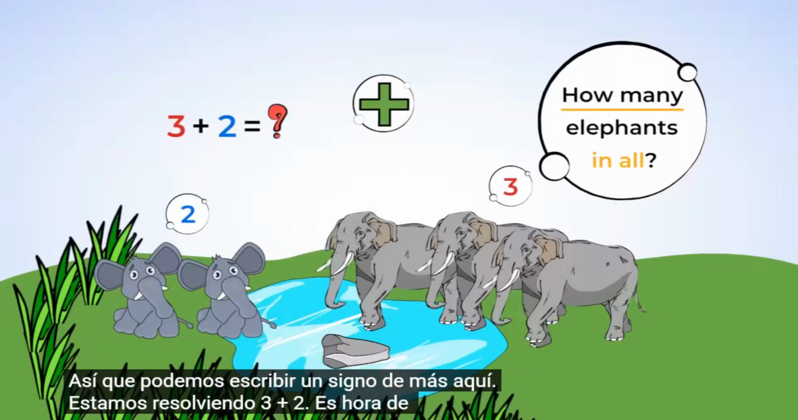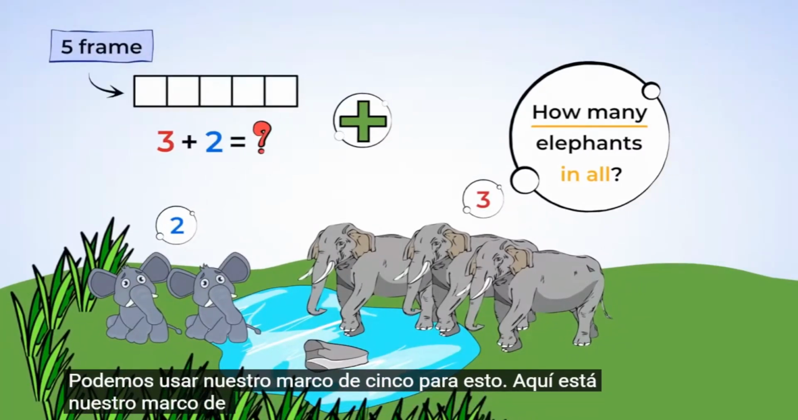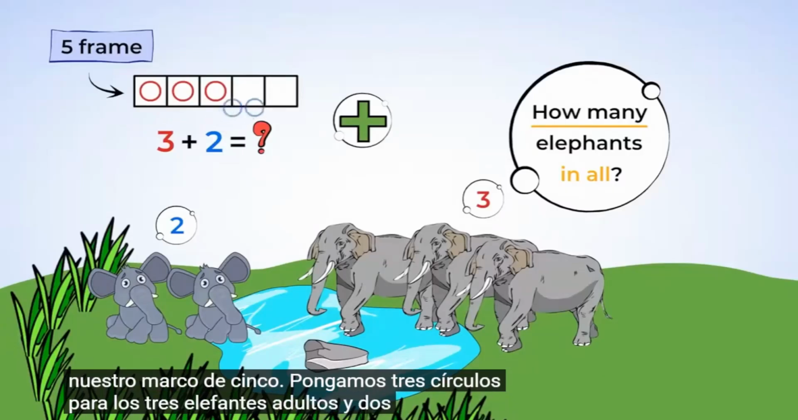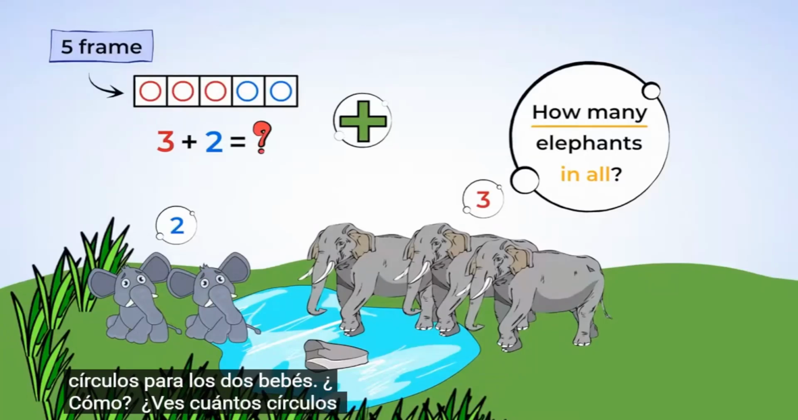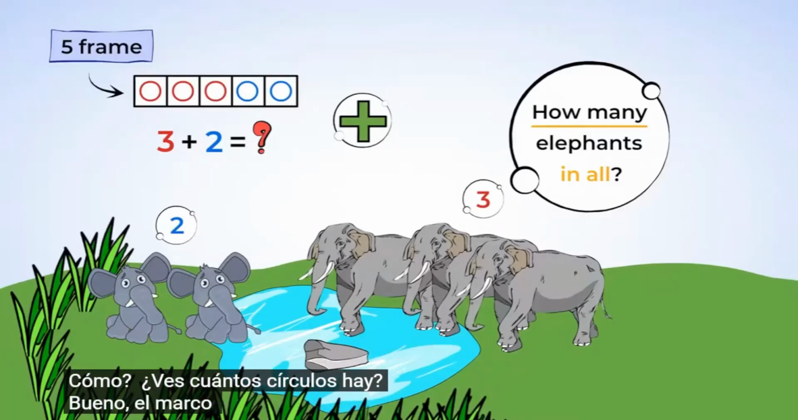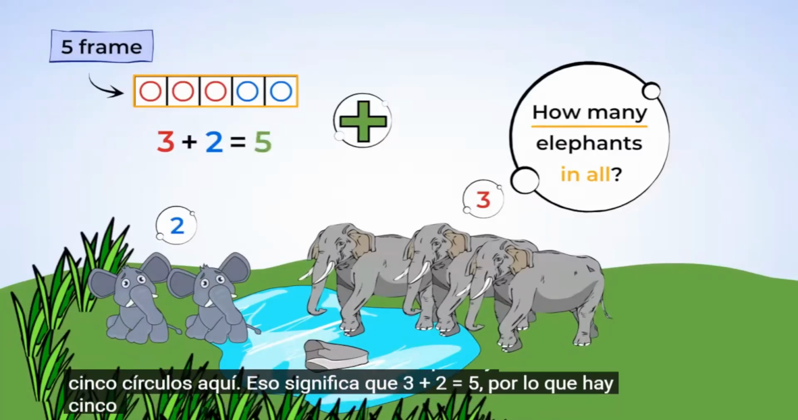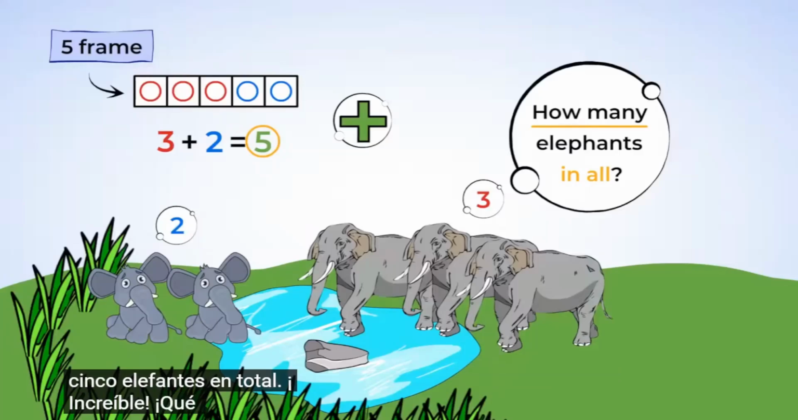It's addition time. We can use our 5 frame for this. Here is our 5 frame. Let's put 3 circles for the 3 adult elephants and 2 circles for the 2 baby elephants. How many circles do you see? Well, the 5 frame is full, so there are 5 circles here. That means 3 plus 2 equals 5. So there are 5 elephants in all. Amazing! What a mighty elephant family.